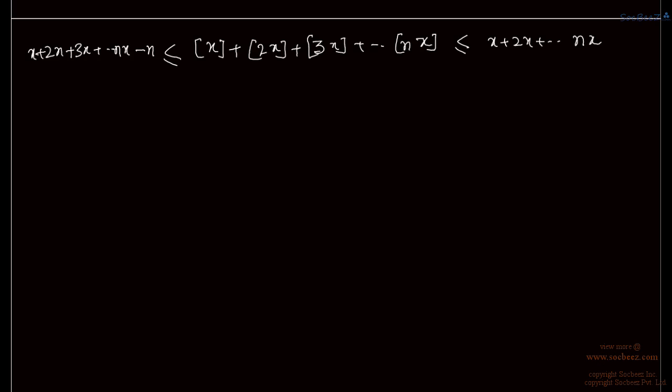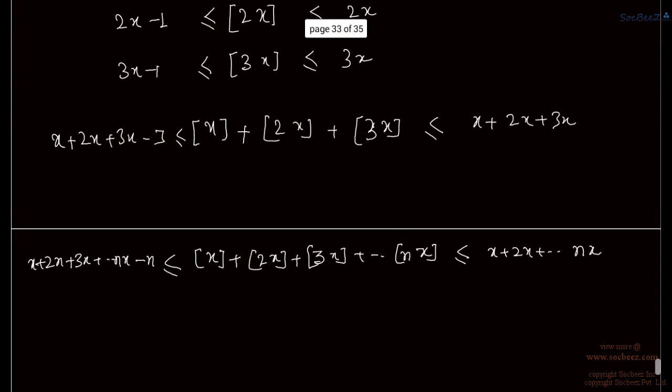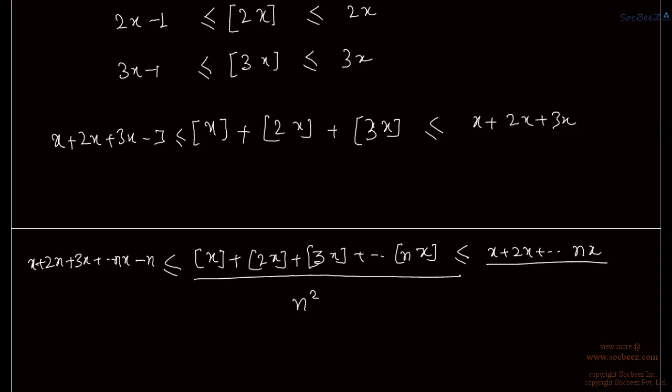right, from this up to 3 we have added. So in this side, left hand side, we have got x plus 2x plus 3x minus 3, and in right hand side we have got x plus 2x plus 3x. So similarly, in right hand side, in general we will be getting x plus 2x plus dot dot dot nx, and in left hand side we will be getting x plus 2x plus 3x plus dot dot dot nx minus n. So we can divide it by n square all sides.